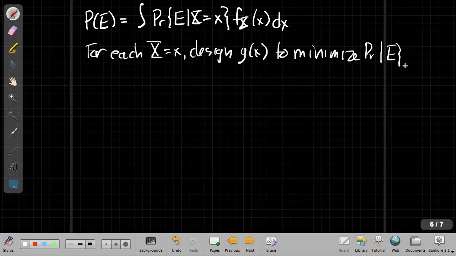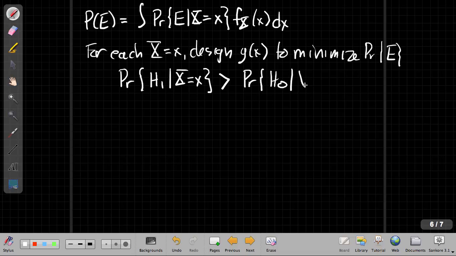So for each x, we're going to compare two things. I'm going to look at the probability of H1 given that my measurement is x. And if that is bigger than the probability that H0 was true, given that the measurement equals x. The way we write this is I put H1 hat up here. So this is my decision rule. If this side is bigger, I say H1. If it goes the other way, I say H0.